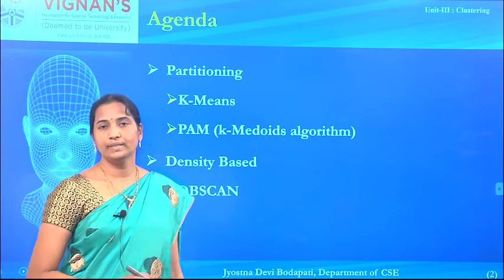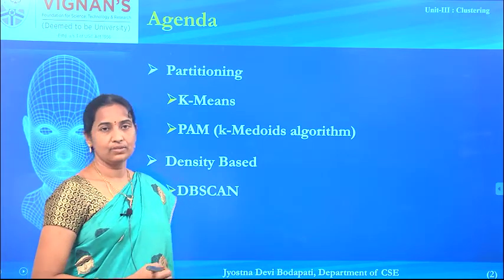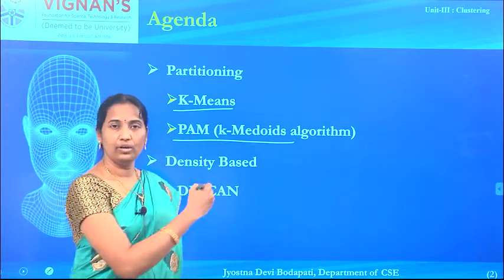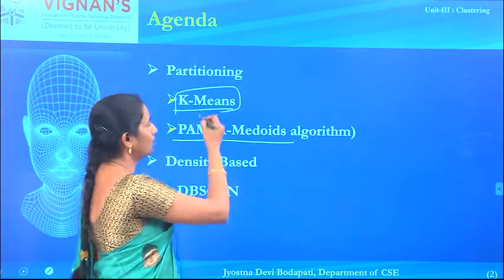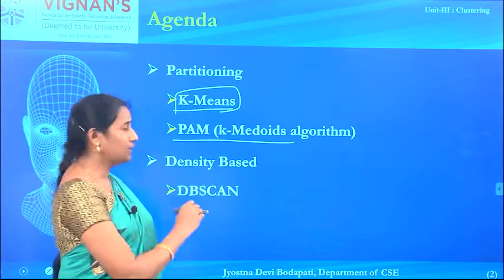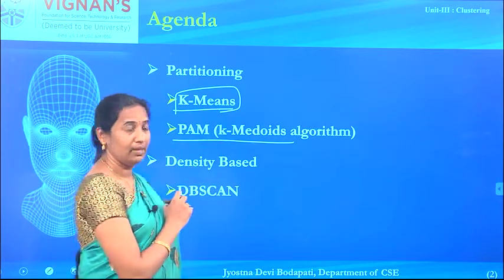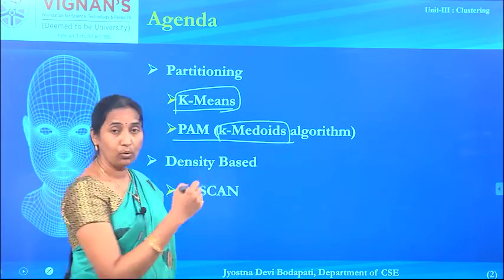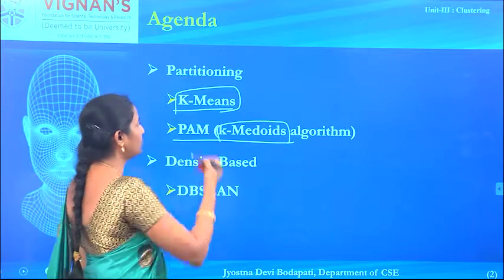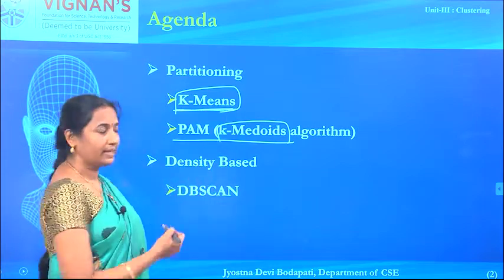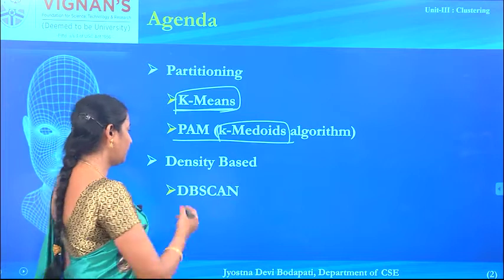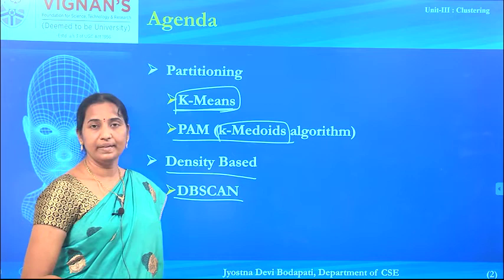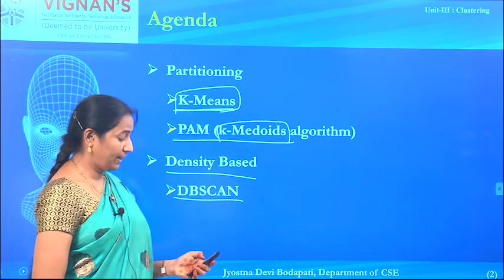In today's lecture, we'll be discussing the partitioning based clustering method, the K-means and the K-Medoids algorithm. We have already discussed the details about the K-means. In today's lecture we'll be discussing what are the limitations of the K-means clustering algorithm, why we need to go for the K-Medoids algorithm, and how it overcomes or rectifies the limitations of the K-means algorithm. In addition to that, we'll be discussing one more density based clustering algorithm known as the DBSCAN algorithm. That's the plan for today's lecture.